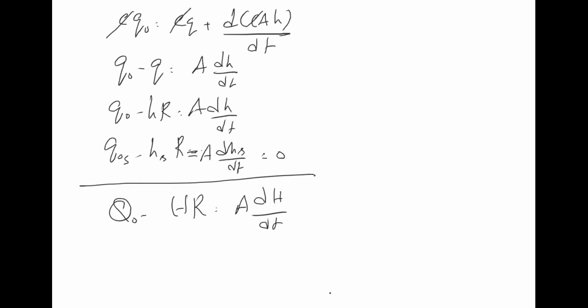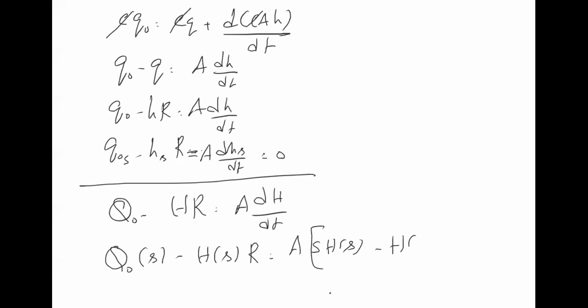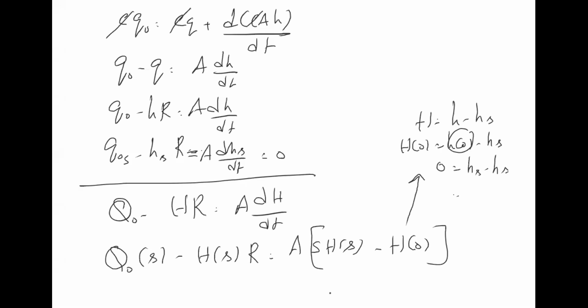Now we apply Laplace transform: Q naught of S equals H of S into R plus A into S into H of S minus H of 0. What is H of 0? 0. Because the deviation variables' initial values are always zeros. Because how do you write the deviation variables? H is equal to h minus hs. H of 0 means h of 0 minus hs. But h of 0 is nothing but hs only, no? Hs minus hs, which is nothing but 0. So what is left here is Q naught of S equals H of S into R plus A into S into H of S.